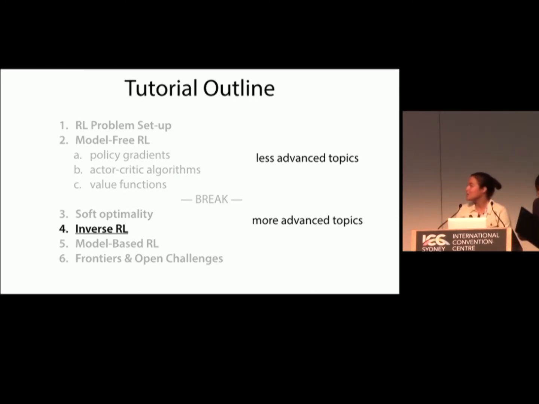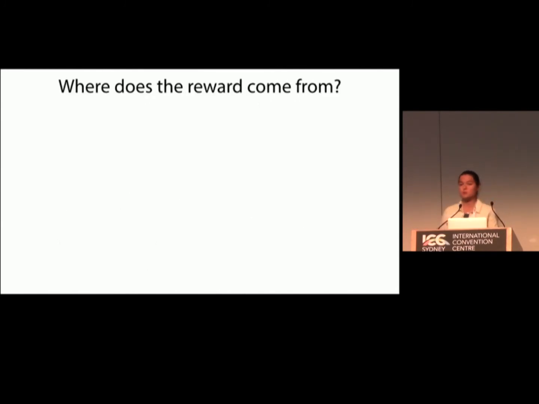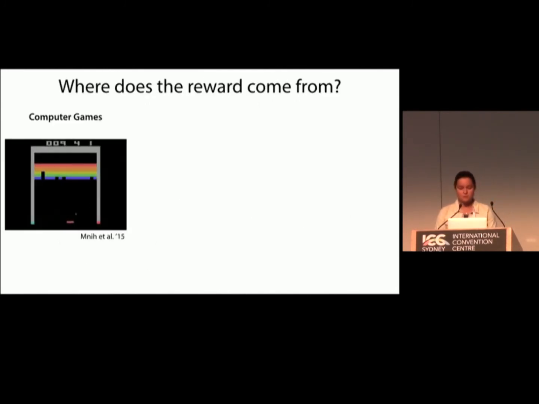Okay, great. So in a lot of this tutorial we talked about learning from reward functions, where our goal is to maximize the sum of expected rewards. But where does this reward function come from? If you're in the realm of computer games, for example, you want your agent to be able to learn an Atari game, the reward function is quite clear. The reward function can just be to maximize the score of the game.